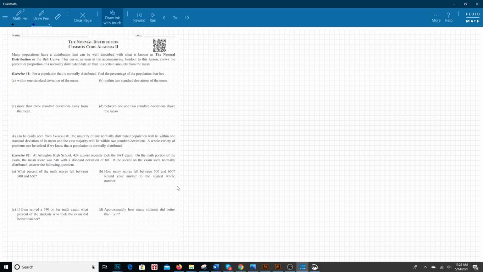Exercise 2. It says at Arlington High School, 424 juniors recently took the SAT, right? On the math portion of the exam, the mean score was 540 with a standard deviation of 80. If the scores on the exam were normally distributed, answer the following questions. What percent of the math scores fall between 500 and 660? Well, in order for us to do that, we're going to have to subtract the 500 and the 660 from the 540, and divide that by the standard deviation.